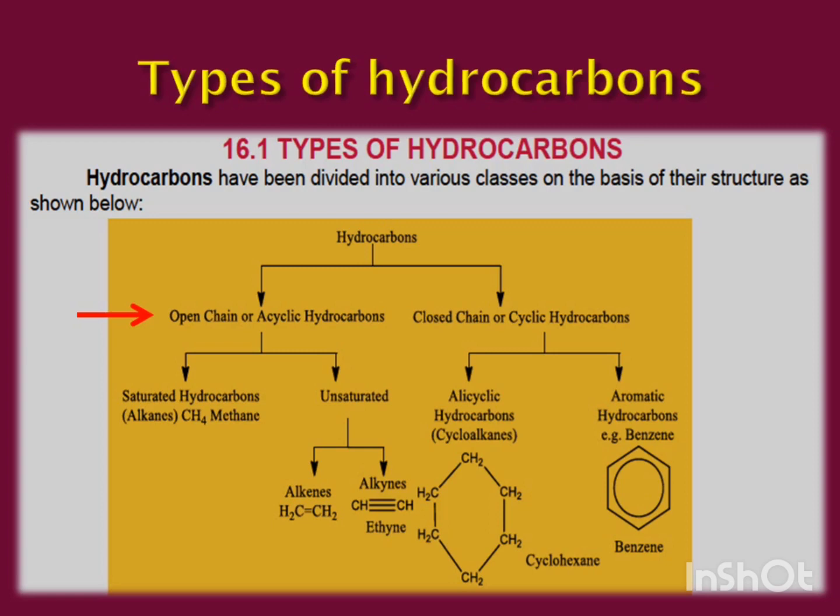The open chain hydrocarbons are further subdivided as saturated hydrocarbons and unsaturated hydrocarbons. The unsaturated hydrocarbons are further classified into alkenes and alkynes. Closed chain or cyclic hydrocarbons are classified as alicyclic and aromatic hydrocarbons. Now students, we are going to study the details of all these classifications today.